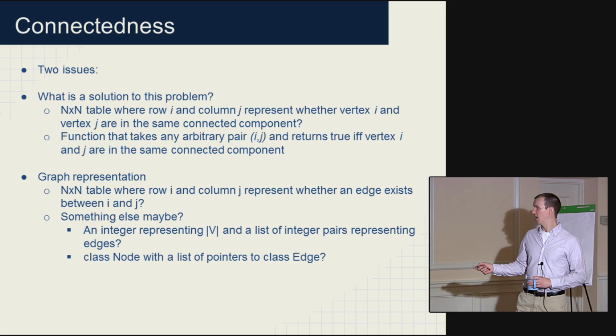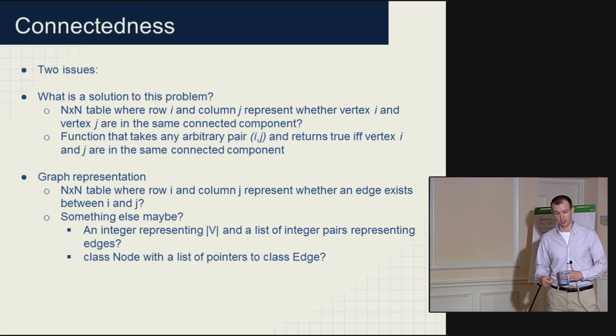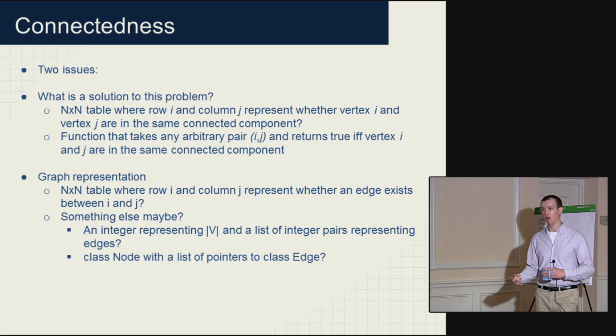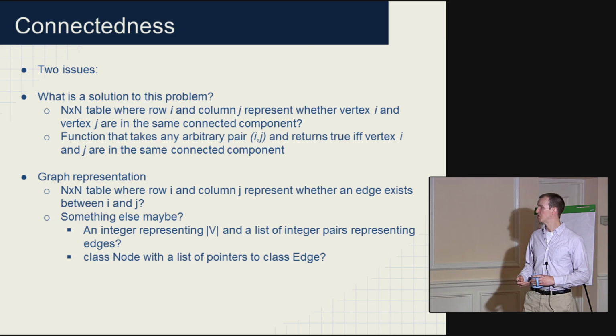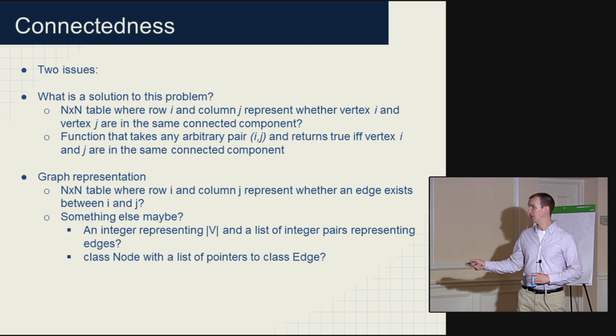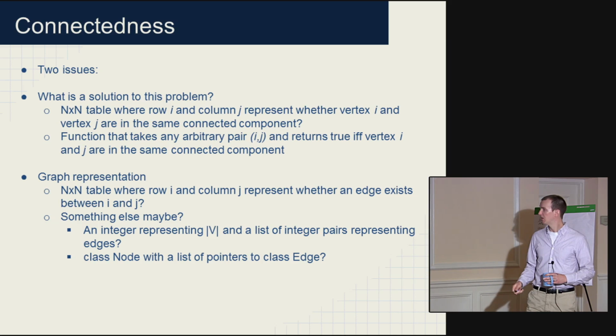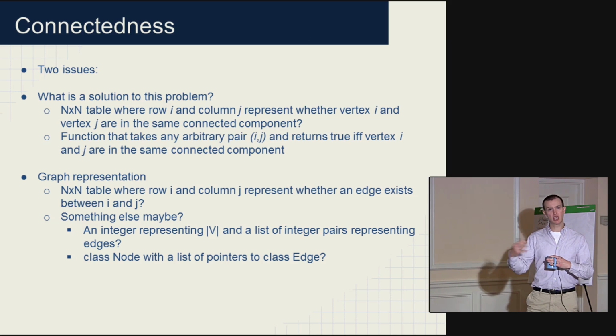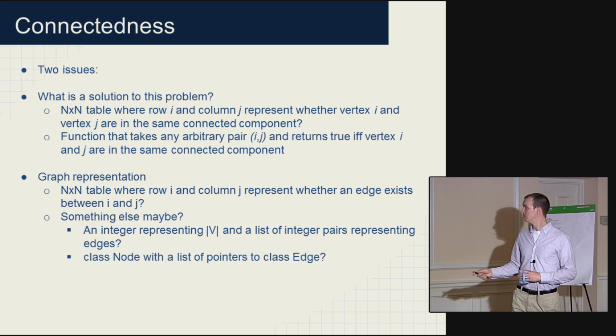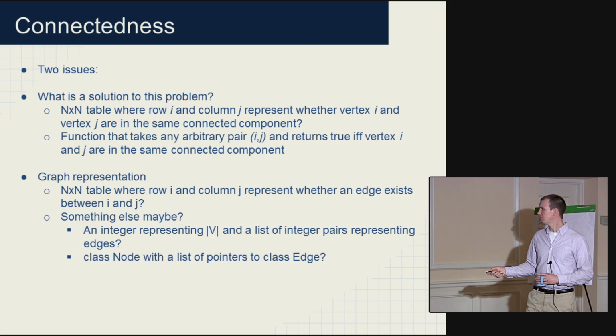Then the question might be, what's the representation that you're going to take of your graph? How do you actually write down the graph? How would you state the problem? One way to do it would be to write down an n by n table, n being the number of vertices in the graph, where row i and column j would have a value 1 if there's an edge between i and j. You could do this with a symmetric table, or you could just do the upper triangle of this table.